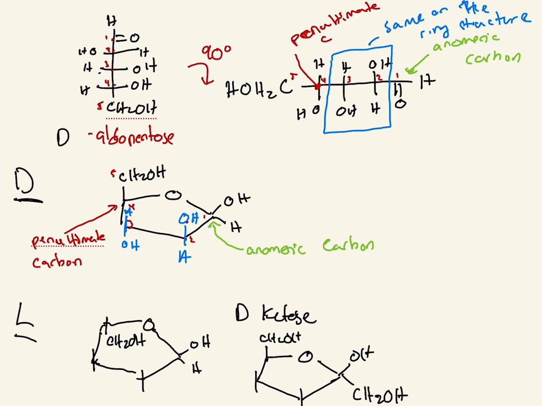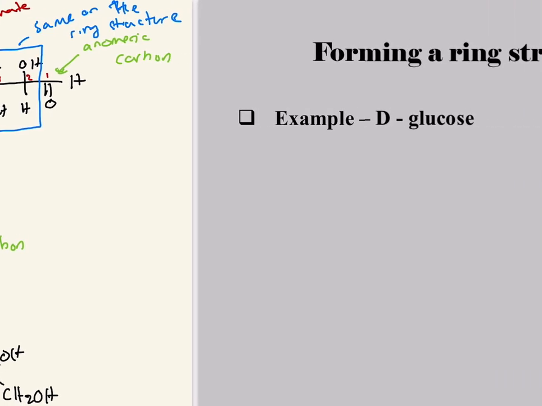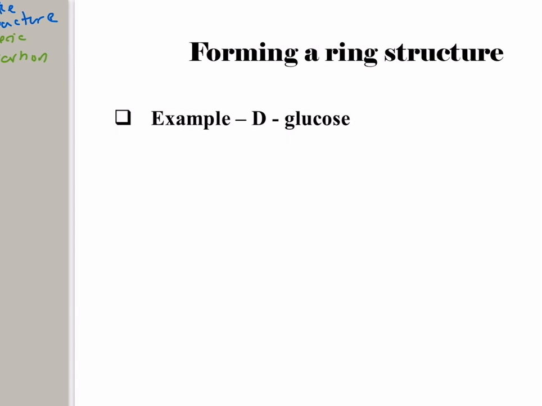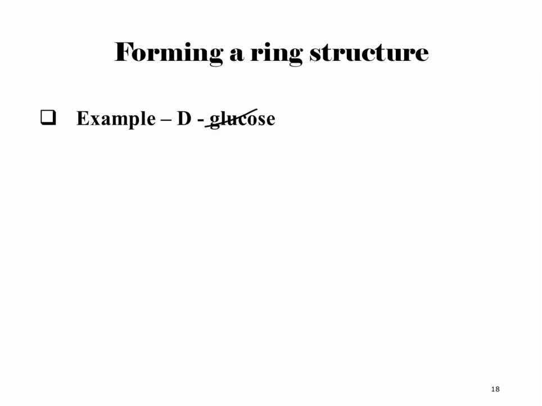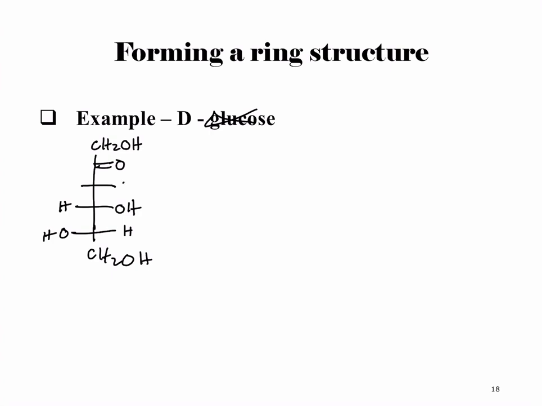All right, you guys want an example to see if you can figure out how to do this? I'm not going to do glucose here. I'm just going to draw a structure with OH, 1, 2, 3, 4, 5, 6. See if you guys can draw the ring structure.